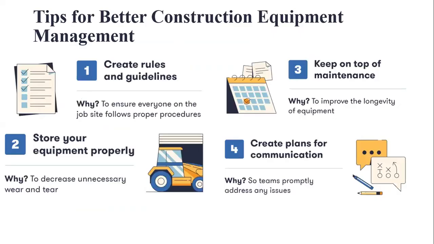Next, tips for better construction equipment management. For this, we have 9 tips. First one is create rules and guidelines. Proper communication should be provided among the laborers involved in the construction activity regarding the materials as well as machines on the particular job site. And the proper guidelines have to be strictly followed as per the company's regulations as well as the local government bodies' regulations.